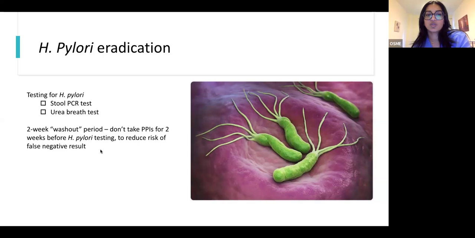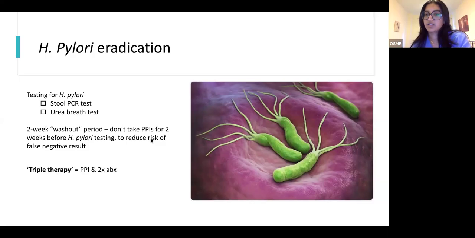So before you do a test, you need to have a 2-week washout period in which you don't take PPIs for 2 weeks before testing, because if you do, then this increases your chance of a false negative result.